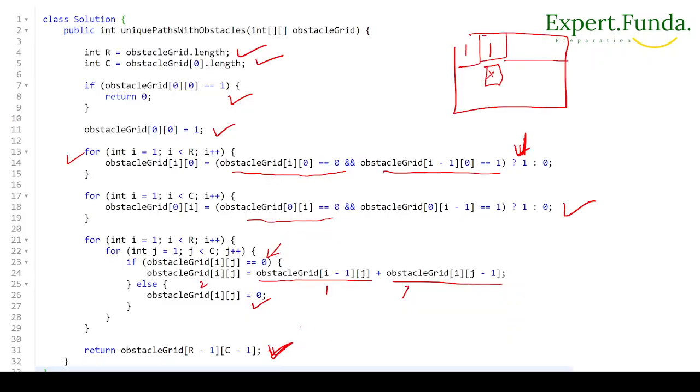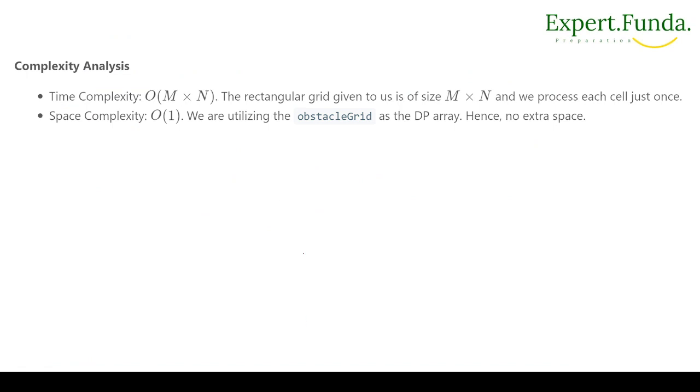Okay, I think you understood. So for the time complexity, we are going through all the rows and columns, but the space complexity is O(1).